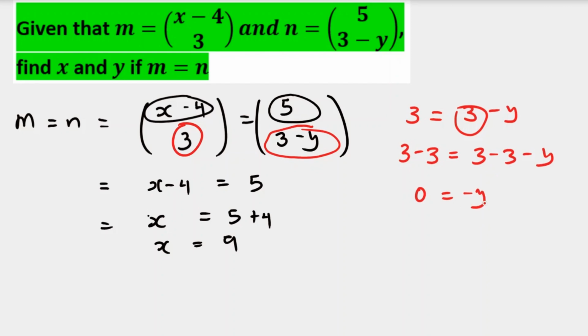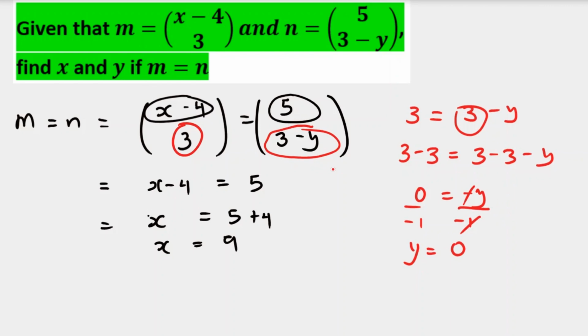Now we want y, not negative y. So I have to divide through by negative 1, here too by negative 1, so that I can do away with the negative sign. So that means that 0 divided by negative 1 is going to be 0. So that means y is equal to 0, right? Now, we are done with the question. But I want us to check something. We are going to verify to see whether the vectors m and n are equal.